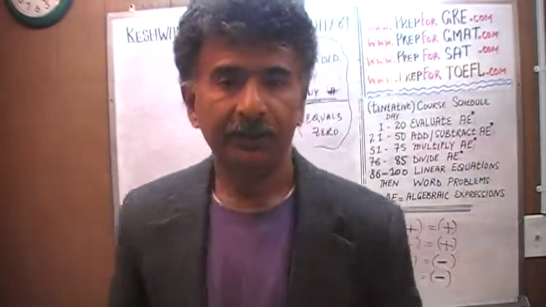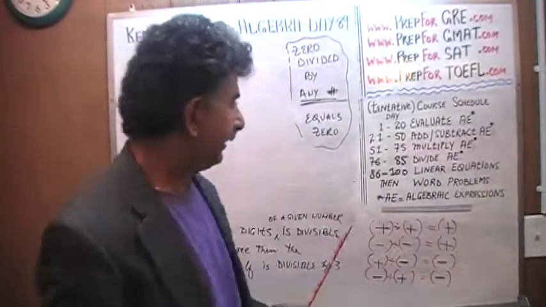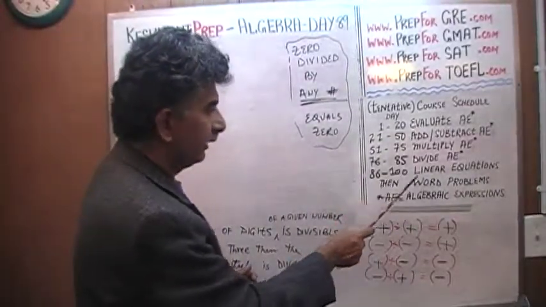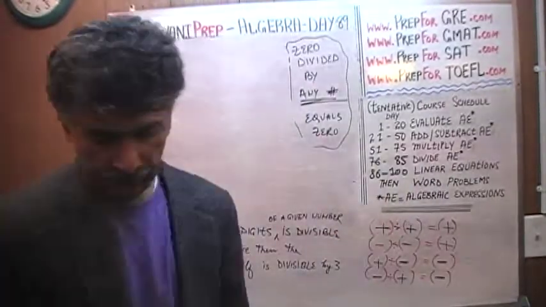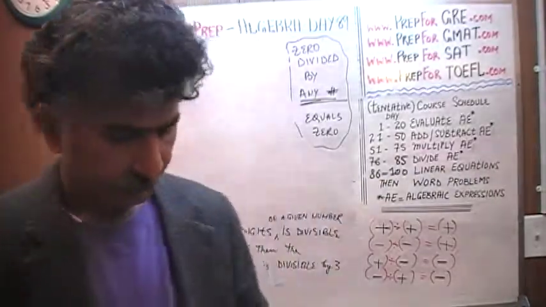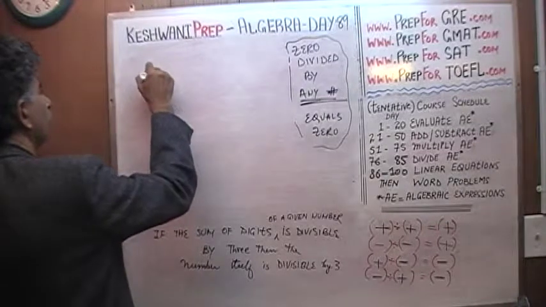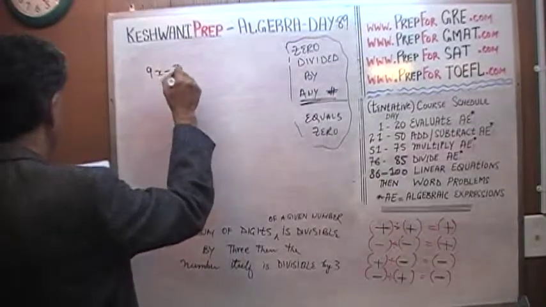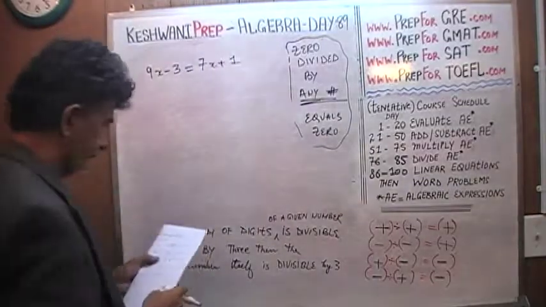We are here because we want to learn algebra. Today is our lesson number 89, day number 89. We're in the process of learning how to solve linear equations. Let's see what we have for today. Here is our first equation: 9x minus 3 equals 7x plus 1.